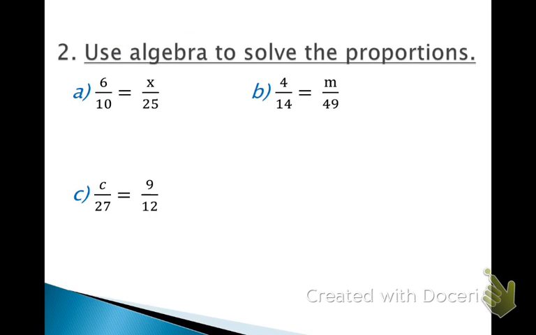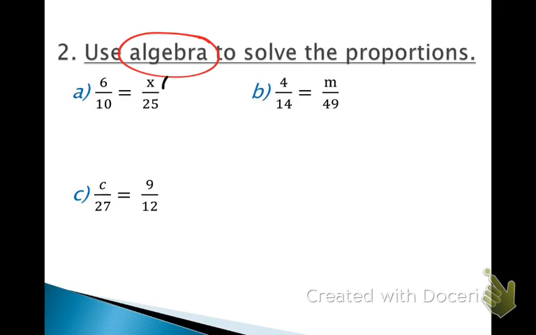I'm going to teach you something different for solving proportions. This one, the instructions ask you to use algebra. The first one was equivalent fractions. Now we're going to be using algebra instead. If you remember when we did algebra before, the whole goal was to get what by itself? The variable. What's my variable in problem A? X. What is not allowing X to be by itself? Divide by 25. What's the opposite of divide by 25?